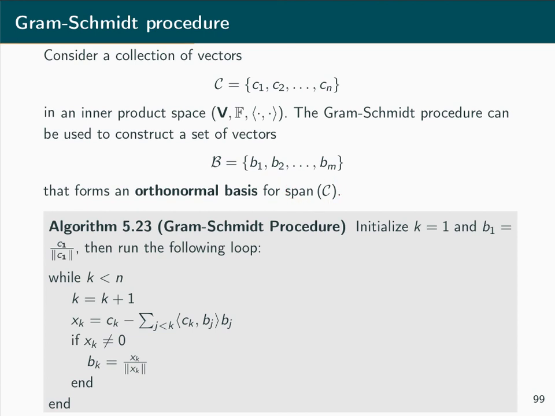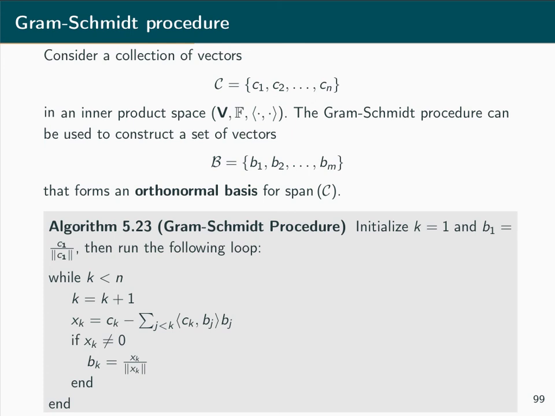Note that the number of basis vectors m is not necessarily the same as the number of original vectors n, and that's because some of the vectors in the set C could be linearly dependent, and in this case m would be strictly less than n. If all of the vectors in C, however, are linearly independent, then m and n will be equal, and all that we're getting out of the Gram-Schmidt procedure is an orthonormalization of the vectors in the set C.